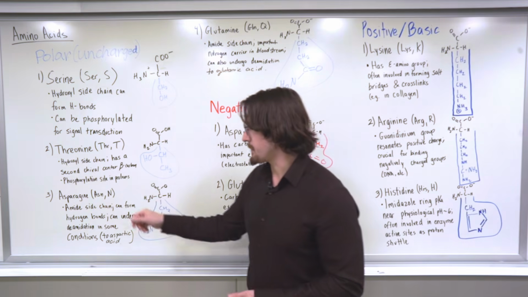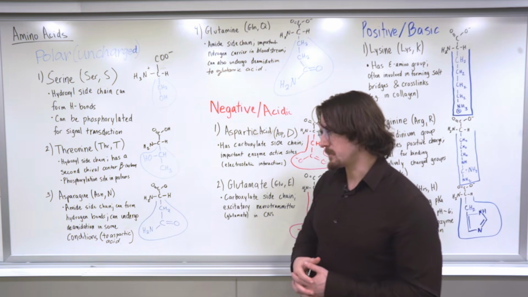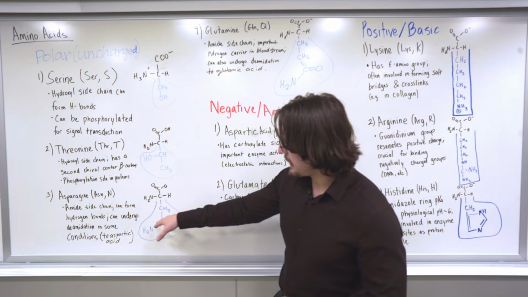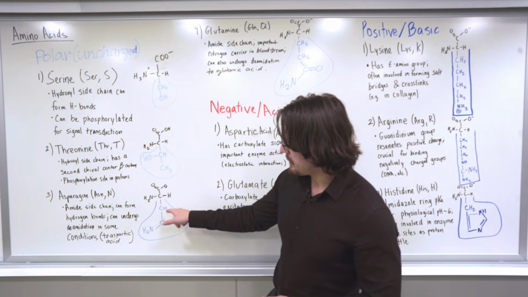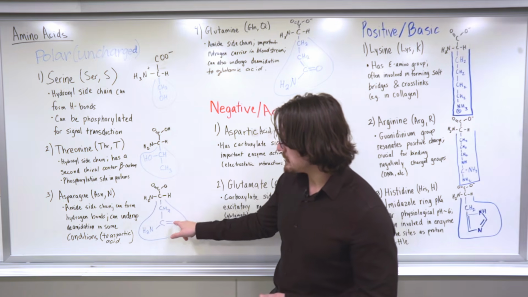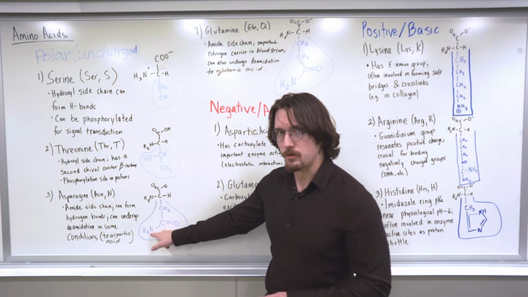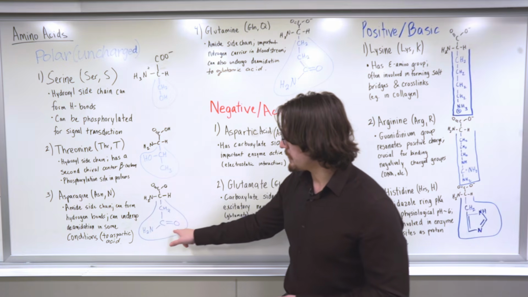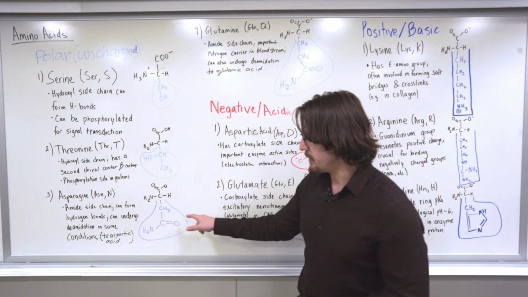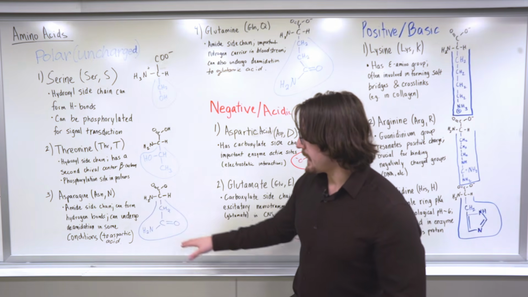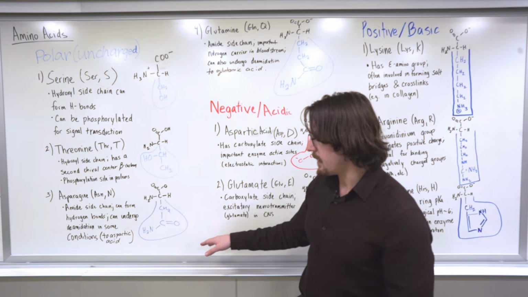So that's how I typically remember that N is what denotes it. Now notice this side chain, it has this methylene group and then this carboxy group attached to an amino group. And this is called an amide functional group, all right? And this can actually form hydrogen bonds as well.